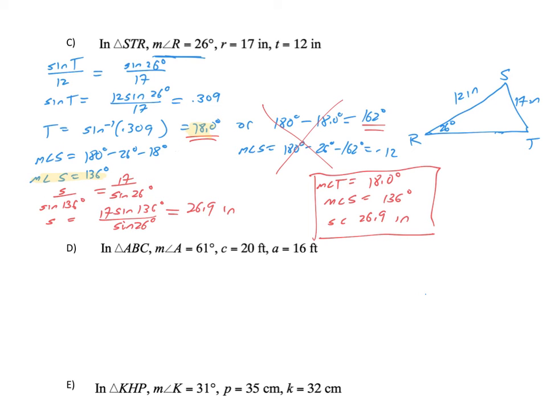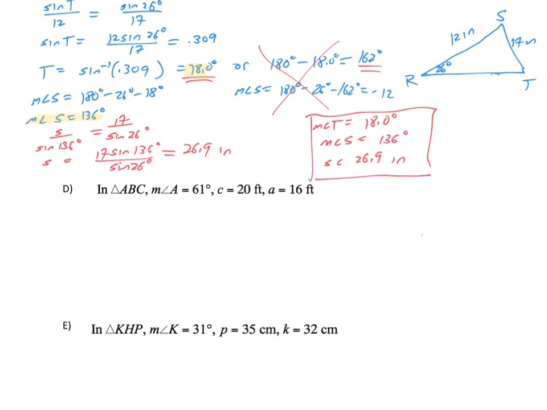All right, in letter D, we're given a triangle, we're given an acute angle, so we could have the possibility of two triangles here, so we'll need to be careful. So I'm going to go ahead and sketch my triangle. So the measure of angle A is 61 degrees, side length a opposite angle A is 16 feet. I'll put on my other two vertices, B and C. Side length c is 20 feet.